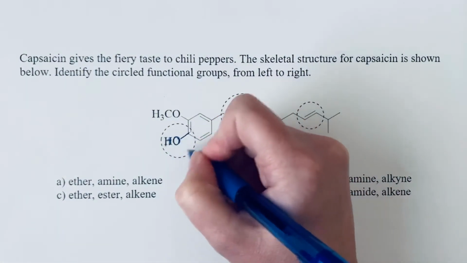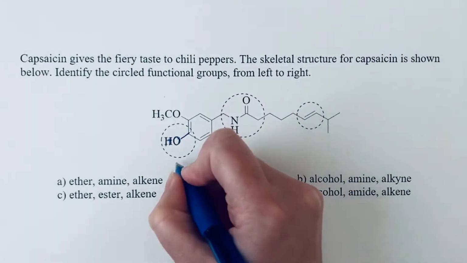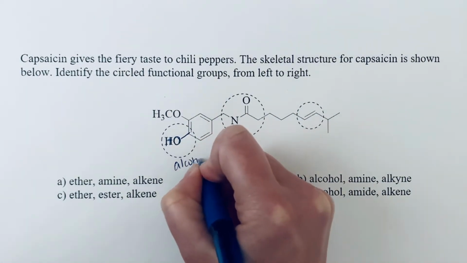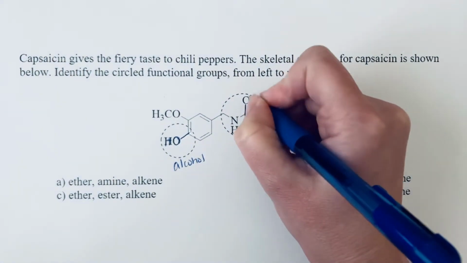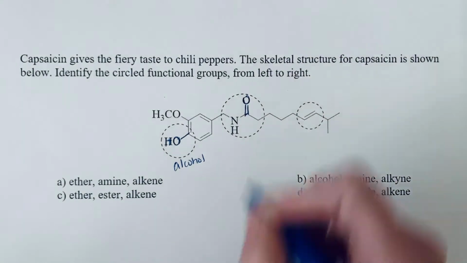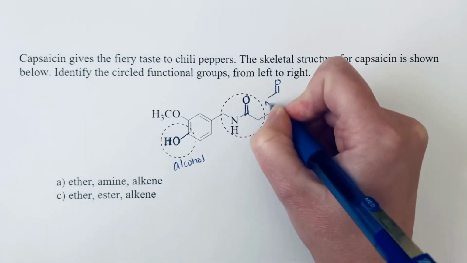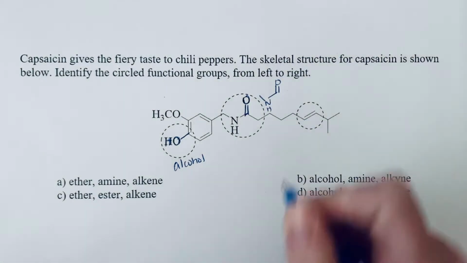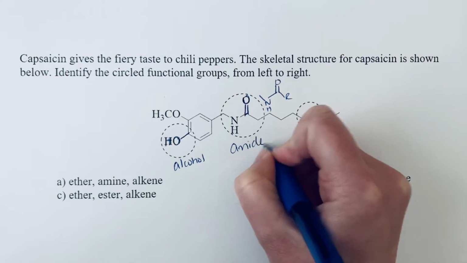And so it could be an alcohol, it could be a carboxylic acid, but we don't see a carbonyl, so that is an alcohol. All right, and in the next group, we see that we have a carbonyl. And so then we want to see what that carbonyl is attached to. So on one side we see NH and then another bond to carbon, and on the other side we see an R group. So this is an amide.